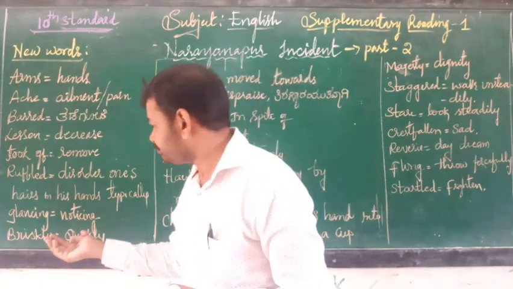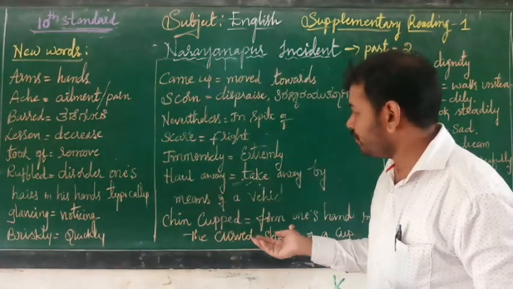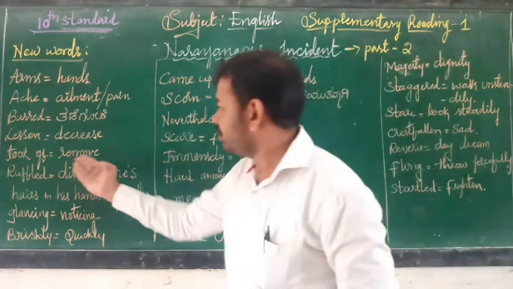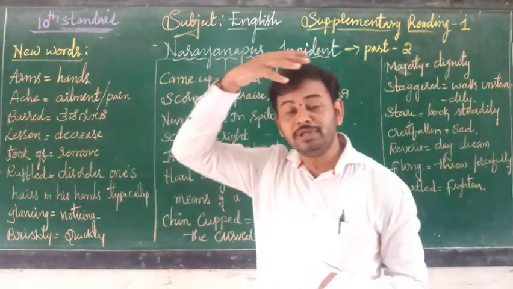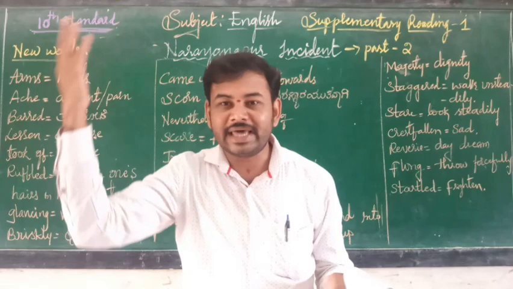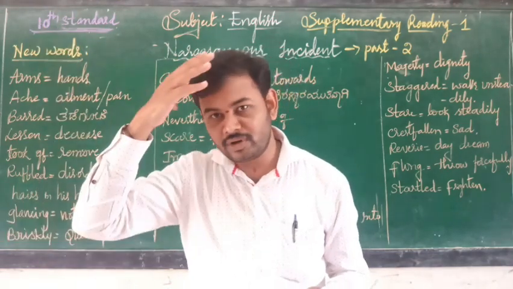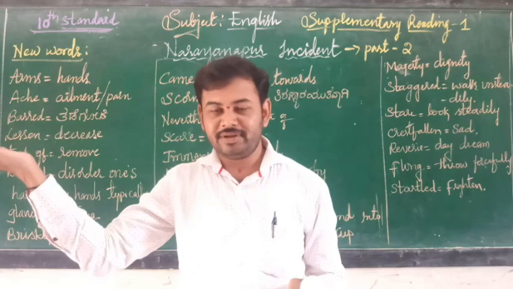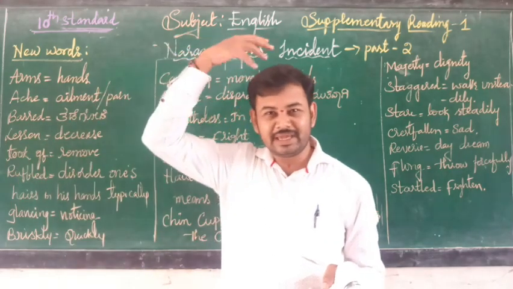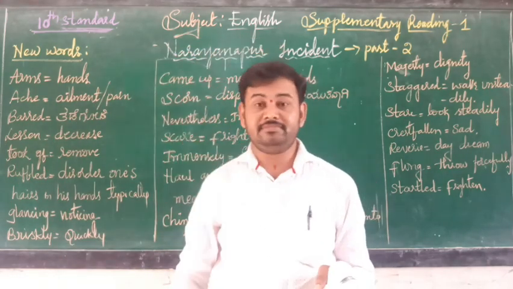Now, the police officer took off his hat. What is meant by took off? Took off means removed. The police officer removed his hat. When the rain lessened, the police officer took off his hat. Got it? And then he ruffled his hair with his hands typically.